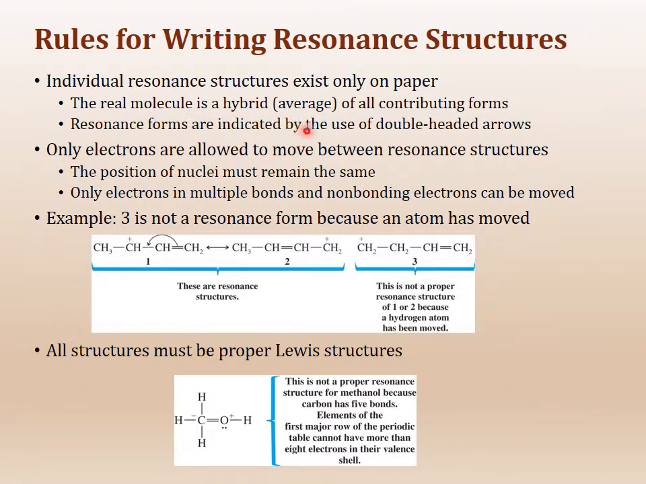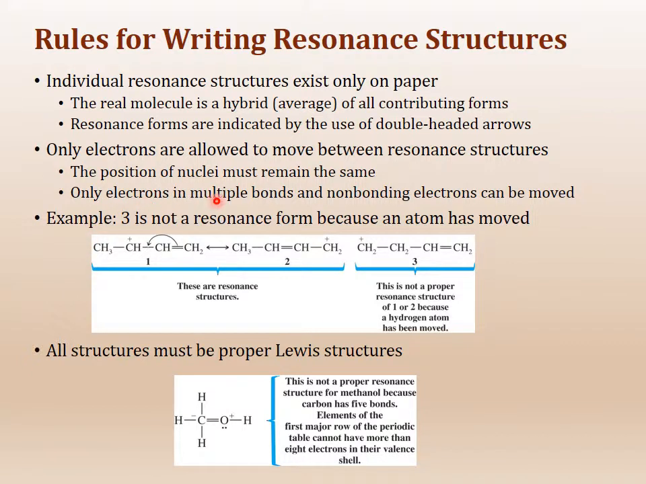The resonance forms are indicated by use of double-headed arrows, which is this arrow right here. That's how we show transfer of electrons. Only electrons are allowed to move between resonance structures, okay, which means that you cannot move an atom, all right? Only electrons can move around. You can move them to 1 bond, 2 bonds, 3 bonds, the electrons, no problem at all, but you cannot move the atoms. As soon as you move an atom, you actually change the structure of the compound, so you cannot move an atom, all right?